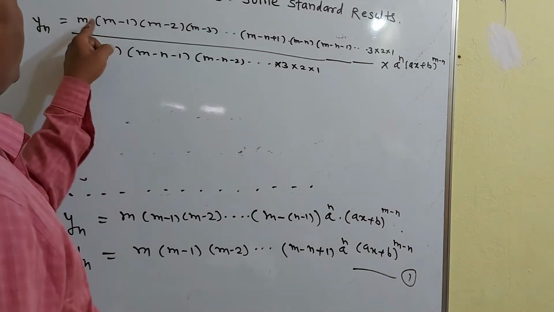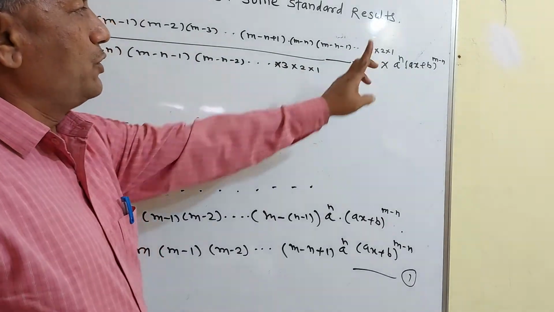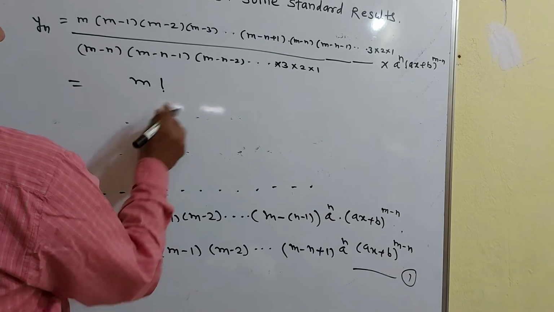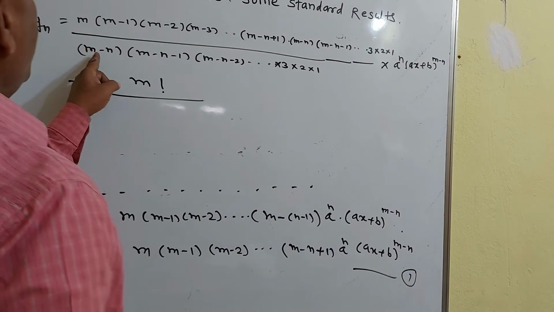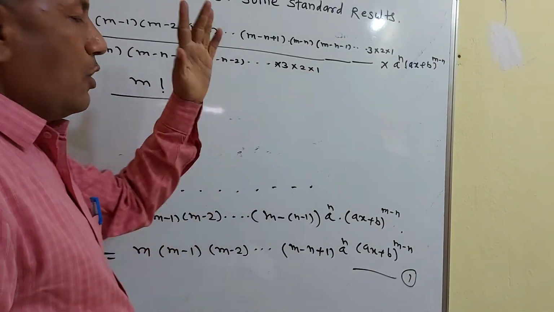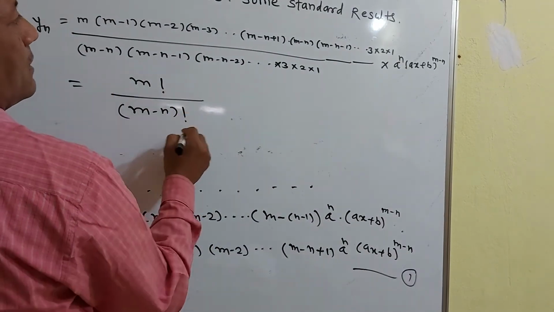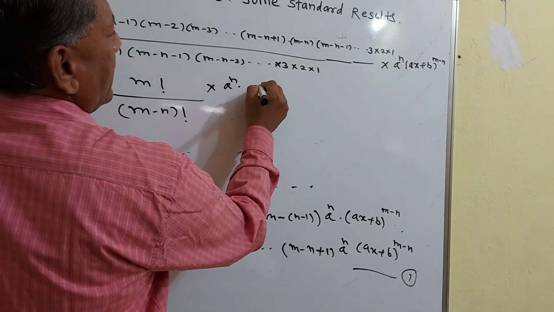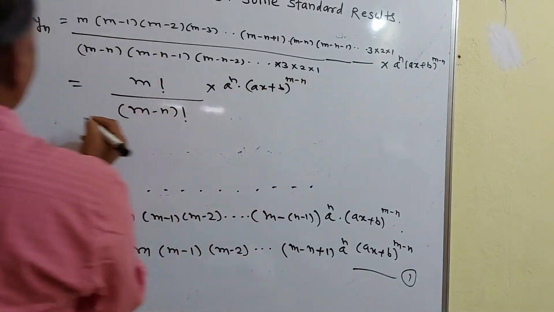So in the numerator, m into m minus 1, m minus 2, m minus 3 up to the 3 into 2 into 1. So what is this? This is m factorial, or factorial m, upon m minus n, m minus n minus 1, m minus n minus 2 up to the 3 into 2 into 1. What is this? This is the m minus n factorial into a raised to n into ax plus b raised to m minus n.